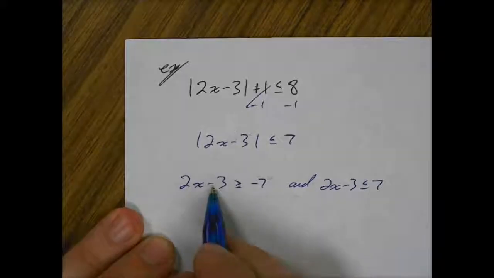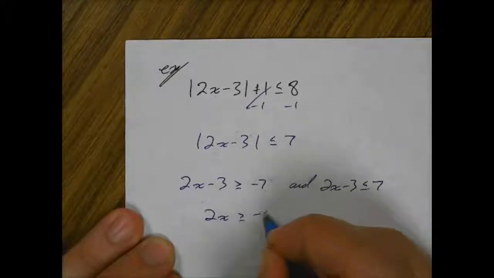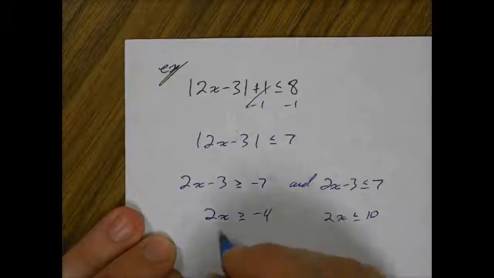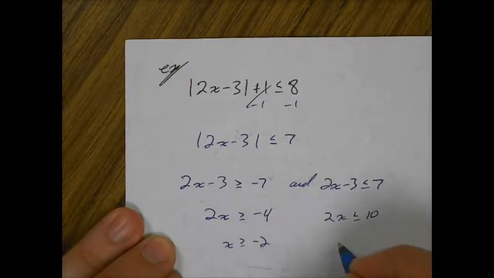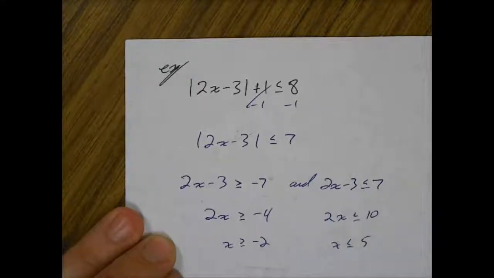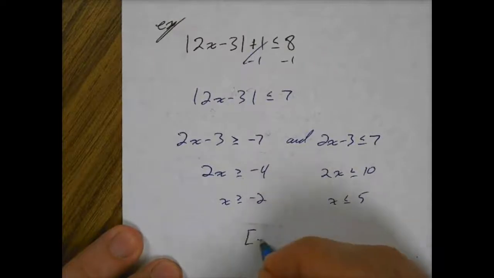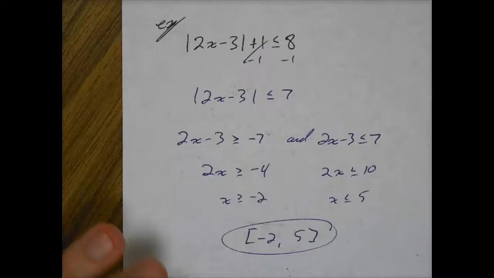I will solve both of these, so add 3. 2x is greater than or equal to negative 4. 2x is less than or equal to 10. Divide by 2, so x is greater than or equal to negative 2, and divide by 2, so x is less than or equal to 5. We're between negative 2 and 5, so we go from negative 2 to 5.